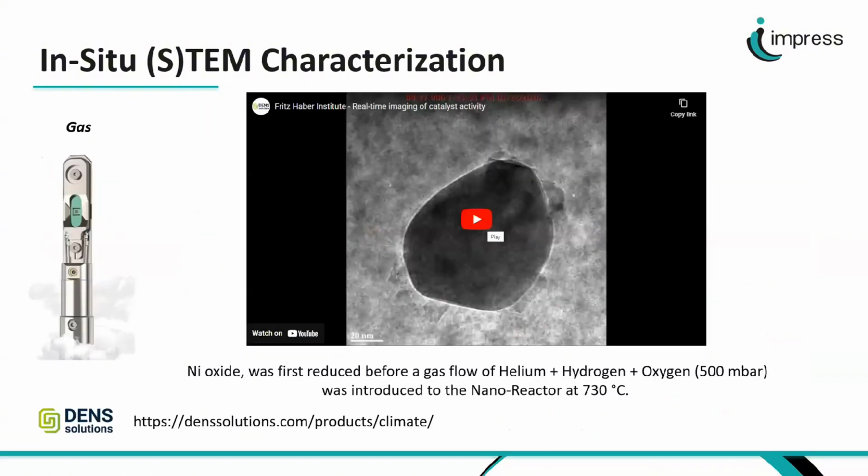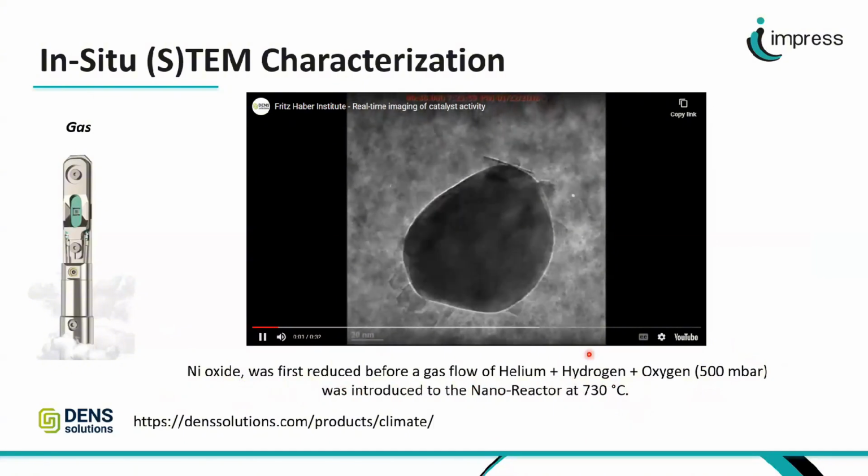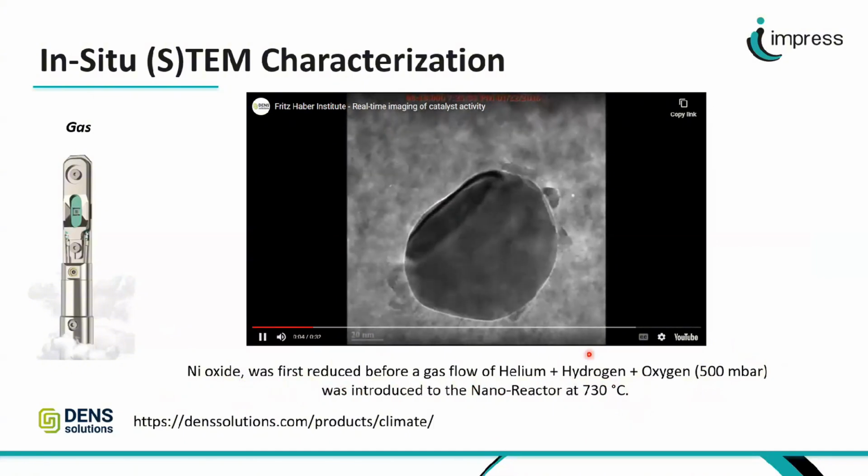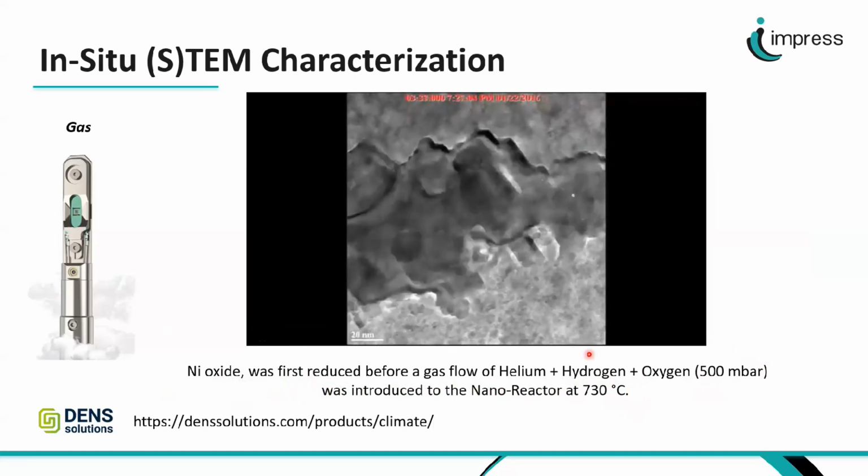And this is one example, because I think a video always gives you something nice: when you see things, it's easier to imagine. So I found one example from Denssolutions in collaboration with the Fritz Haber Institute, where they have a nickel oxide nanomaterial that was first reduced, under a gas flow of helium, hydrogen, and oxygen at a specific pressure and using 330 degrees. So here it's this nanoparticle that, at a specific time and moment, completely decomposes.